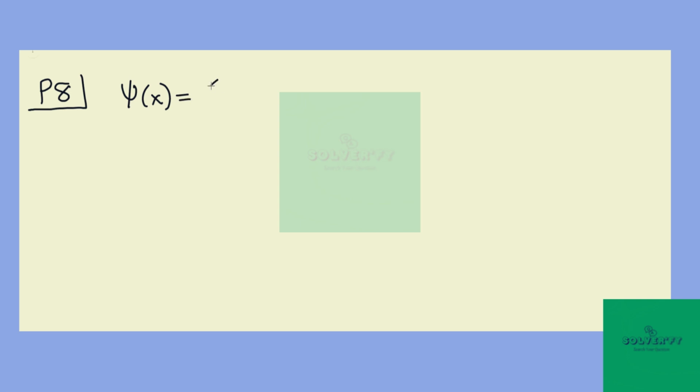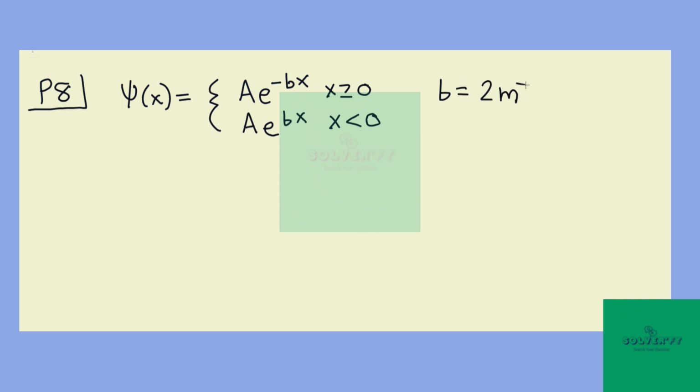All right. In this problem, we're given this wave function, which is of the form A e to the negative bx for x greater than 0, and A e to the bx for x less than 0. So this is just a symmetric decaying exponential, and we are given the value of b. It's simply 2 inverse meters, and we know that this capital A is going to be greater than 0. We're first asked to find the value of A.